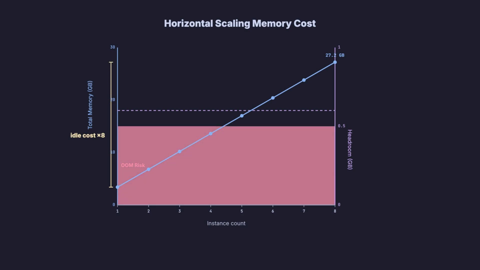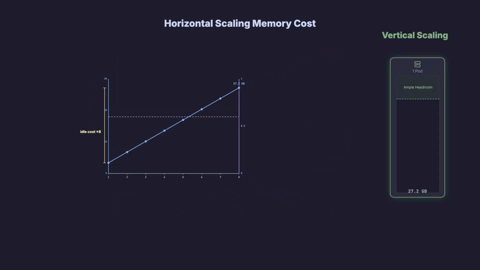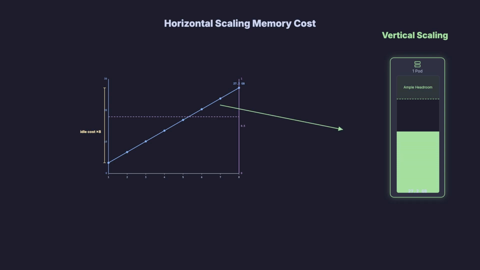Vertical scaling, say one pod with 34 GB of RAM, can be dramatically cheaper in cloud environments where you pay for reserved memory per host. It also avoids overhead like connection pooling, intra-cluster replication, and load balancer state that each extra instance brings.